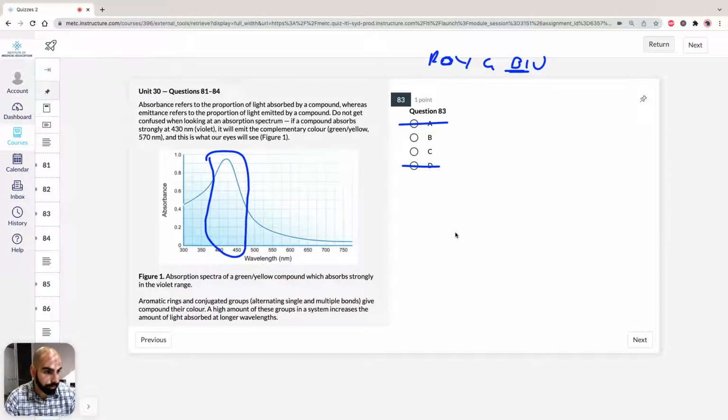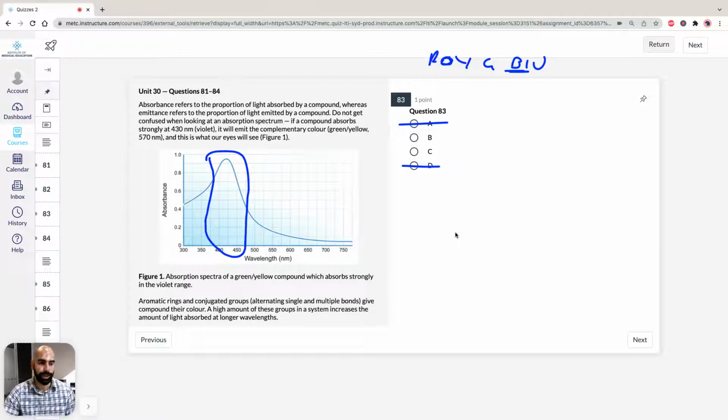Now we have to just figure out what is contributing to the color. Is it the two six-membered rings or is it the 11 conjugated bonds? Well, if you take a close look, those rings are not aromatic. It's definitely most likely because of the conjugated bond. So that is definitely a conjugated bond.